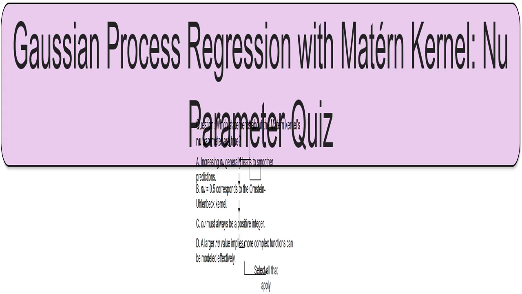We're using a GPR, Gaussian process regression, model with a Matern kernel. Think of the kernel as the function that defines how similar data points are. The Matern kernel is a specific type, known for its flexibility in modeling different levels of smoothness.